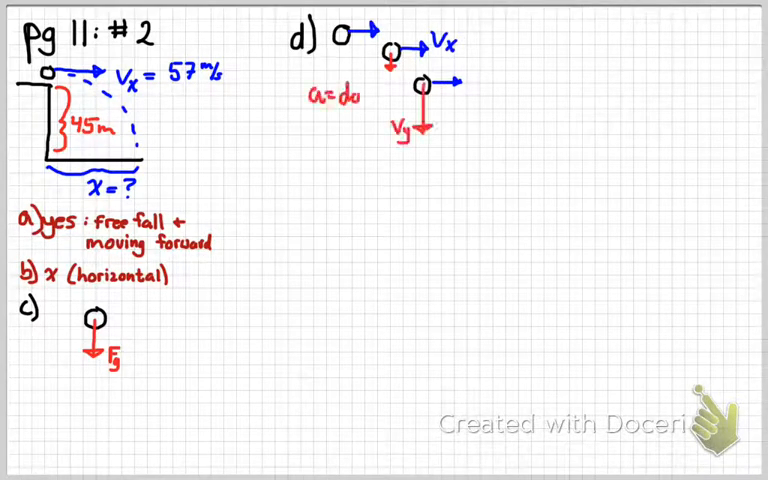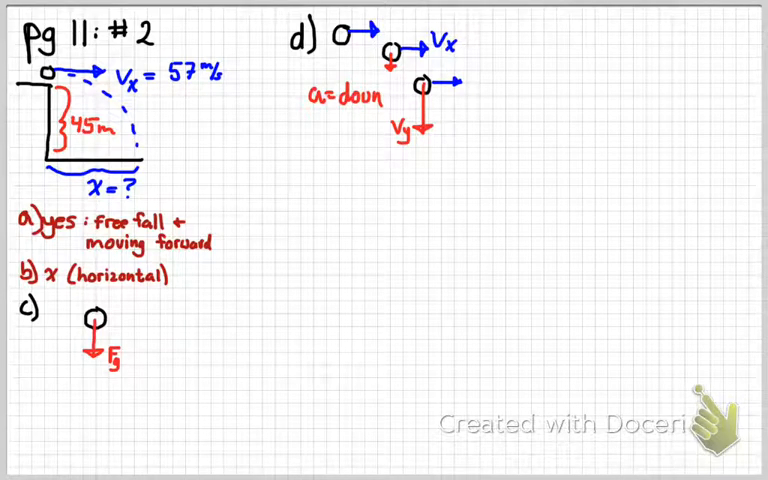Part D, diagram the velocities. You've got your x velocity, which is constant, so those blue arrows are always pointing forward, and they're always the same size. Your acceleration is due to gravity, which is downward, which is why your y velocity changes. It starts out at 0 and then gets bigger and bigger and bigger as it falls.